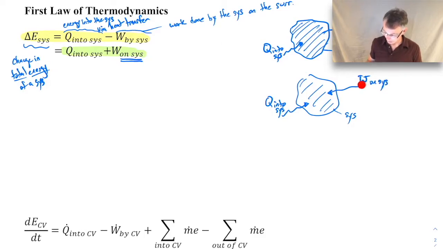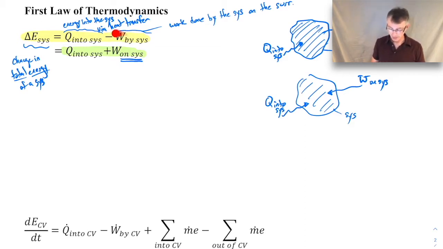If the work is being done on the system, then you can imagine that it's going to increase the total energy of the system, right? I like to think about it in this green method here just because the signs are all the same. If I put energy in via heat transfer, if I do work on the system, then my delta E, my total energy of the system, is going to increase. It just makes more sense to me that way.